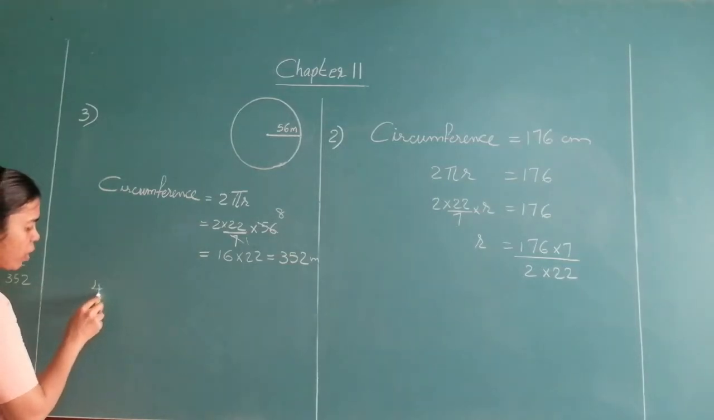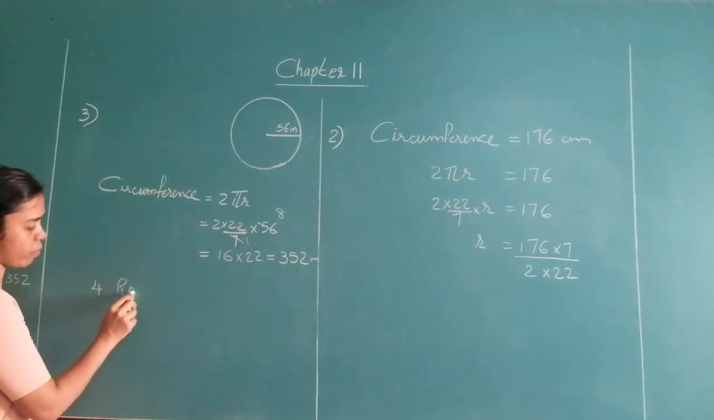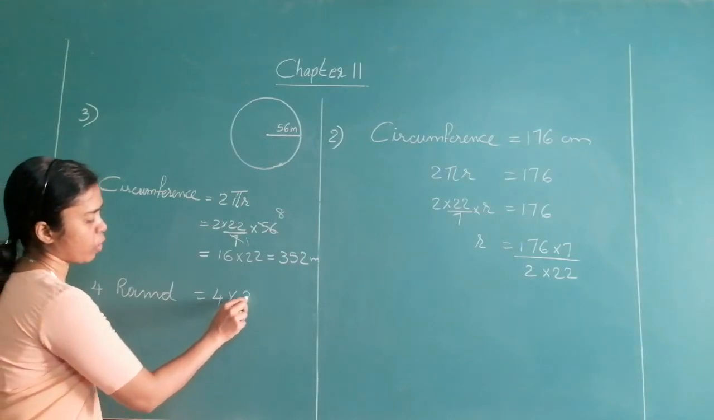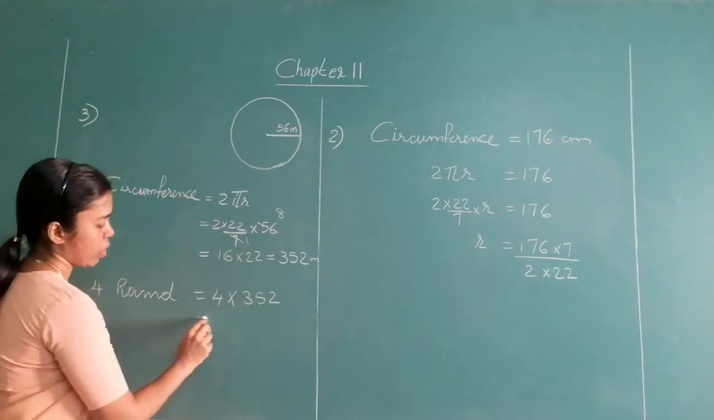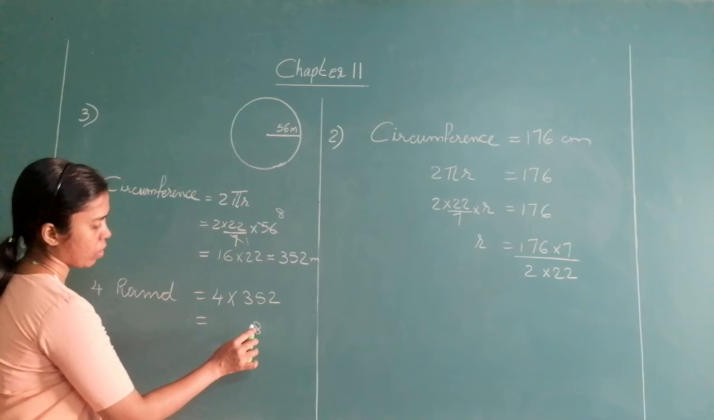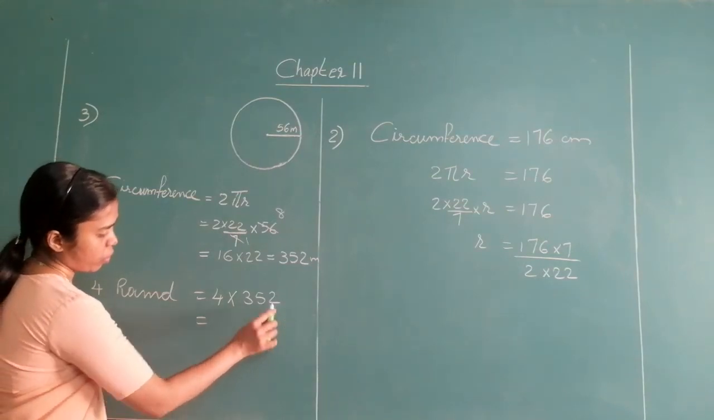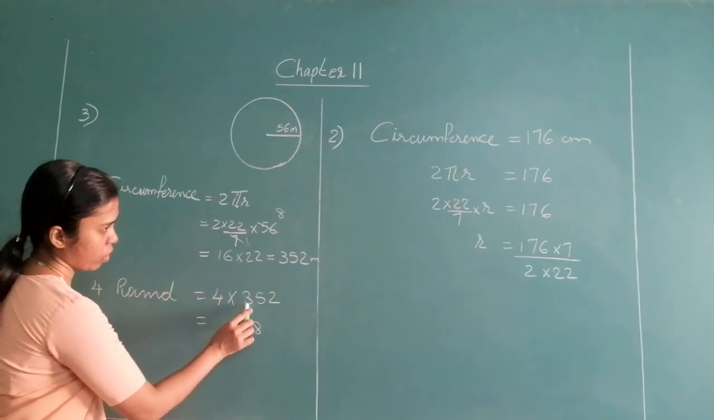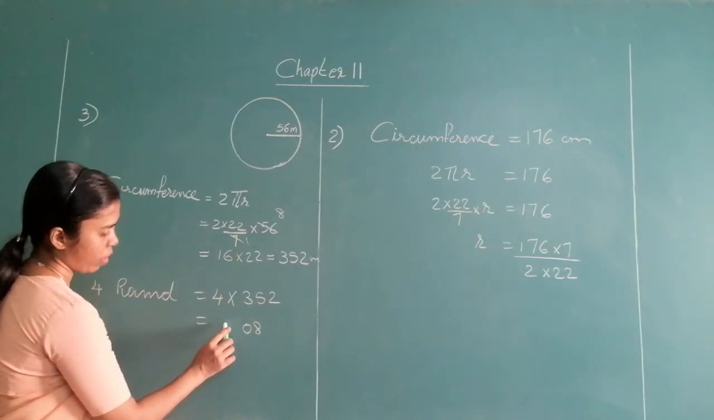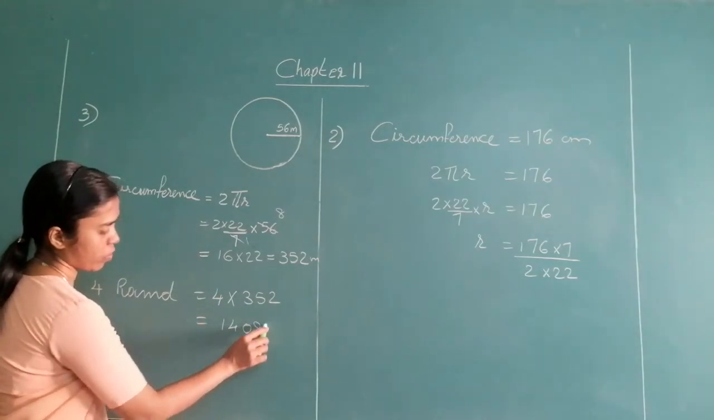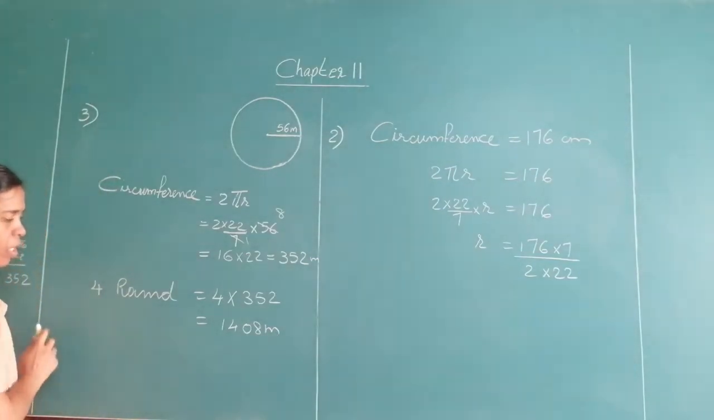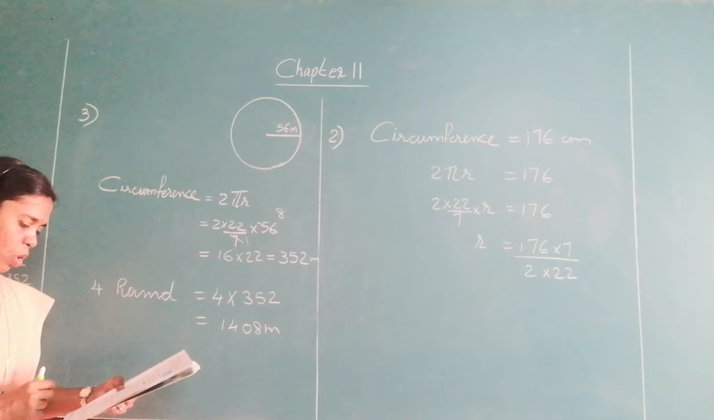Now, how many rounds you have to put? 4 rounds. So 4 rounds is equal to 4 into 352. How much it is? 4 2s are 8, 4 5s are 20, 2 remaining, 4 3s are 12, 12 plus 2, 14, 1408 meter. Now, per meter what is the cost?